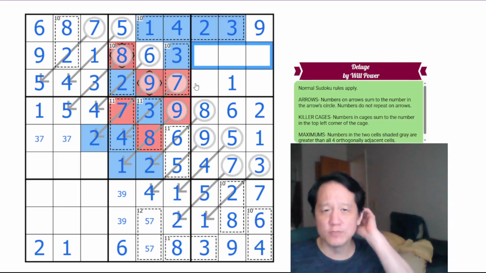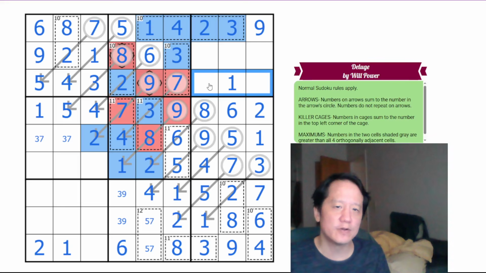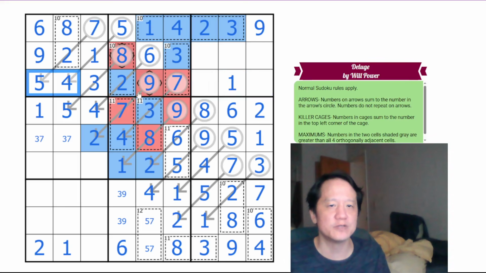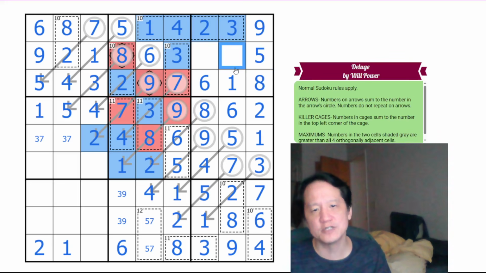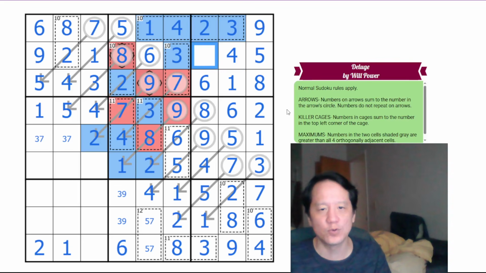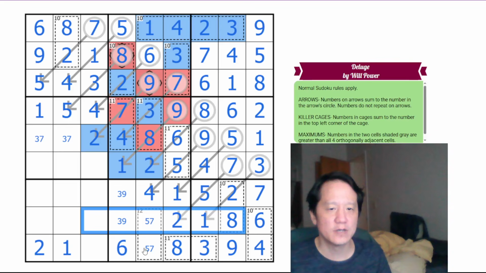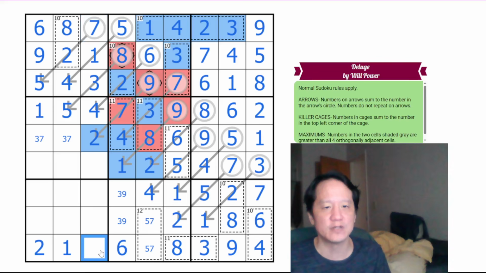Remaining digits in row 3 are 6 and 8. 8 can't be here because of 8 in the column, so that's 6, that's 8. That leaves that digit as a 5, that digit as a 4, and that digit as a 7. Okay, we have 5 and 7 remaining in row 9. This can't be 7 because of 7 in the column, so it's 5, that's 7, which makes this 5.